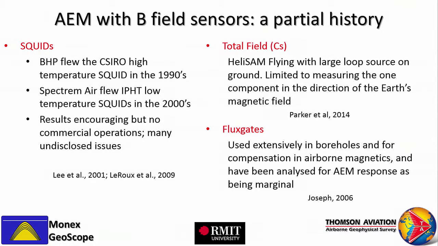The total field systems like HeliSAM are probably a bit more invariant to rotation, but they're only measuring one component of the Earth's field. Flux gates are a cheap and cheerful sensor that does a really simple job of work. We'll show you some examples of the flux gate.